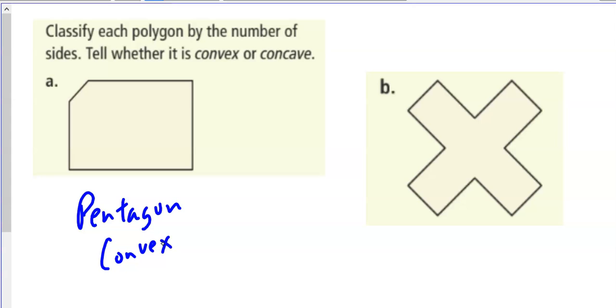And if we go over to B, it has 1, 2, 3, 4, 5, 6, 7, 8, 9, 10, 11, 12. So that is what we call a dodecagon. 12 sides. And again, this kind of caves in a couple different spots. So these angles here are greater than 180 degrees. So that would be concave.